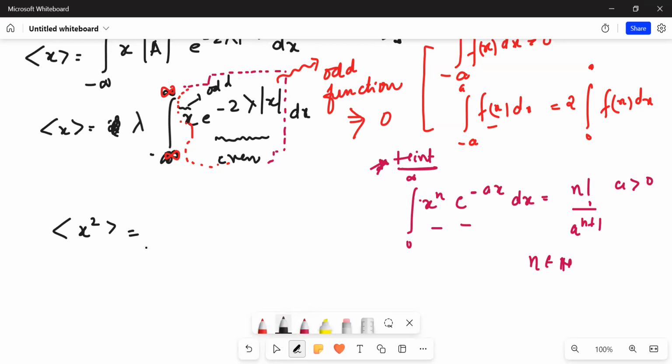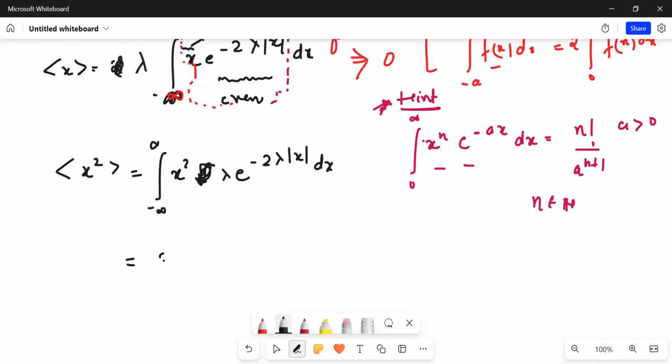So how would you find this x square? The expectation value of x square would be the integral from minus infinity to plus infinity of x square times, I think, lambda e to the power of minus 2 lambda modulus of x dx. And from here, you'll get this as 2 times lambda, integration from 0 to infinity, x square e to the power minus 2 lambda x dx.